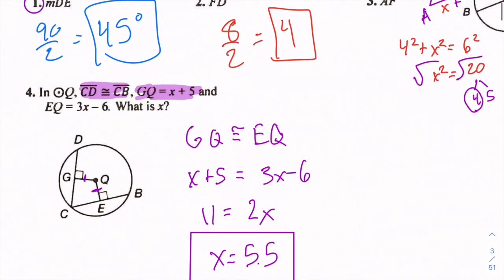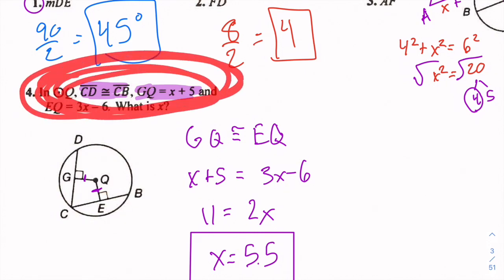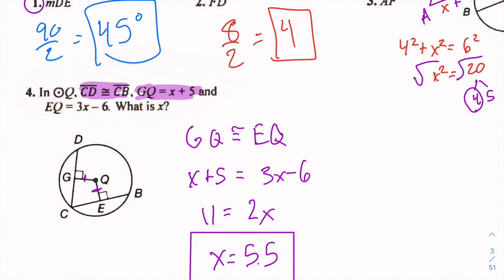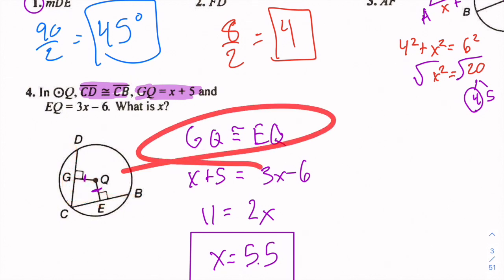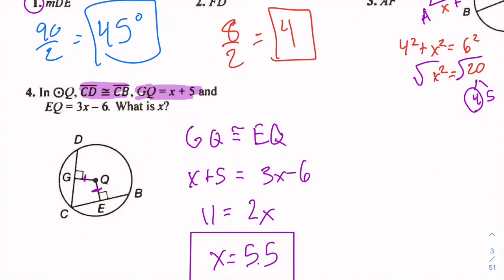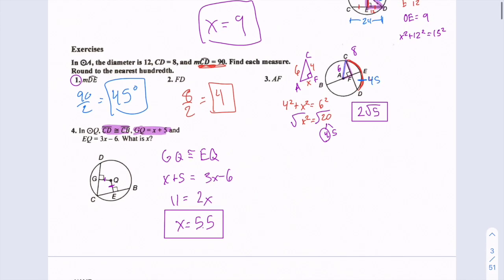Number 4, for some reason on your worksheet, it seems like I didn't give you this information, like it didn't print out. I don't know why. But please add this. Hopefully you guys were watching the video. You can't do this problem unless you add these two pieces of information. Once you have that, since CD and CB are congruent, that means they're equidistant. So you can set GQ congruent to EQ, solve for x, and you are done.